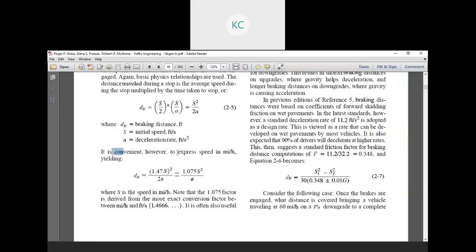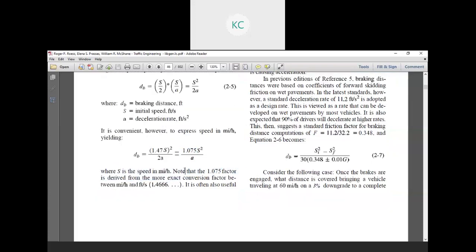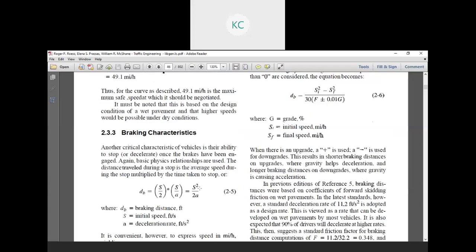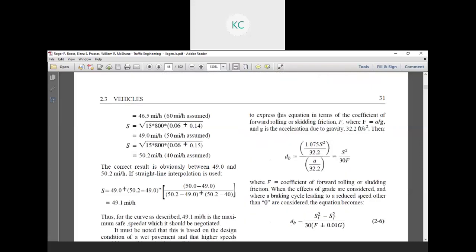For convenience, to express speed in miles per hour, dv is equal to 1.075 s square upon a, where s is the speed. Note that the 1.075 factor is derived from the more exact conversion factor of miles per hour to feet per second. To express this equation in terms of the coefficient of forward rolling or skidding friction, where f is the friction coefficient, dv is equal to s square upon 30f.